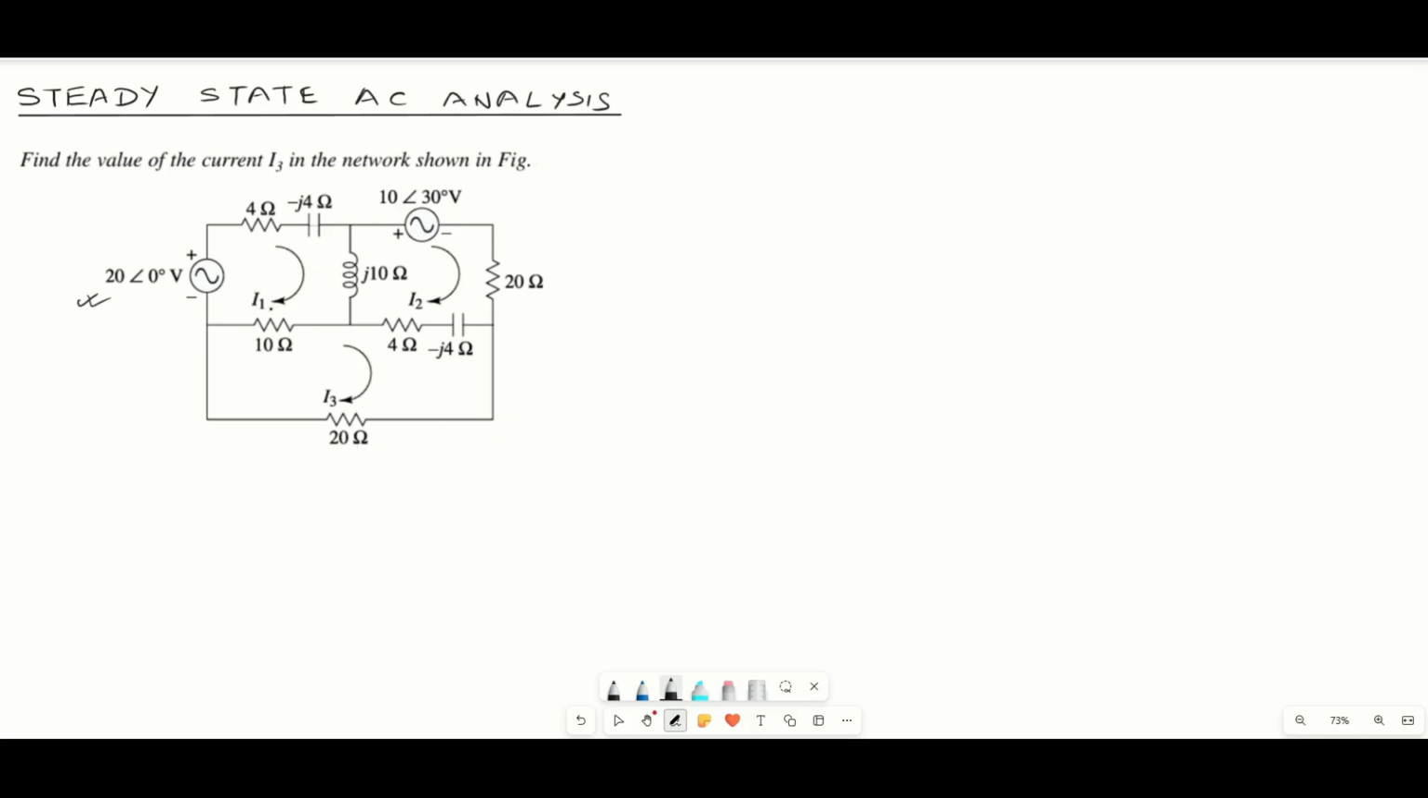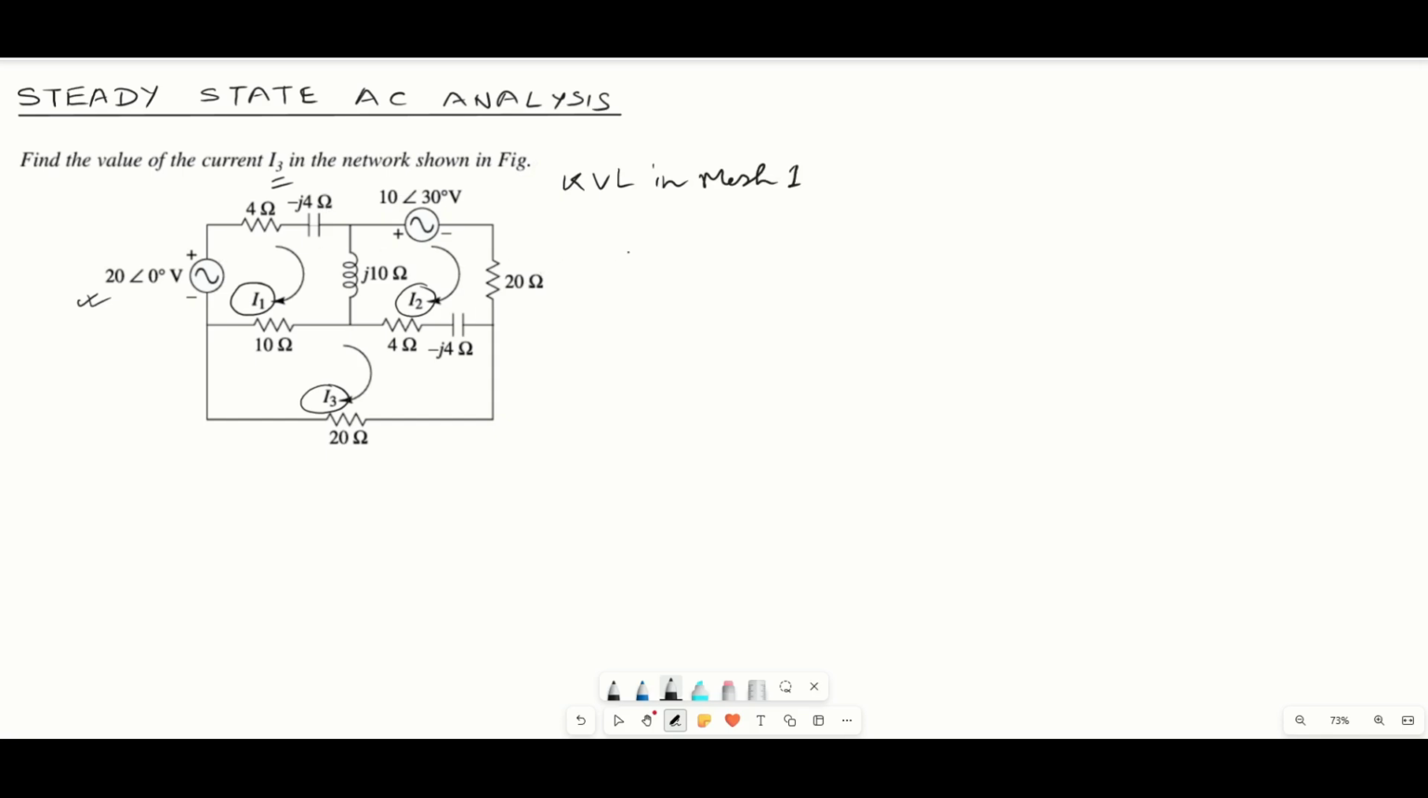For mesh analysis, we have three currents I1, I2 and I3, right? As per our previous considerations, the current moves in clockwise direction, and in the question itself it is given as clockwise direction, and we have to determine the current I3 in this example. If we write down the KVL equation for mesh 1, mesh 1 means wherever I1 current is flowing.